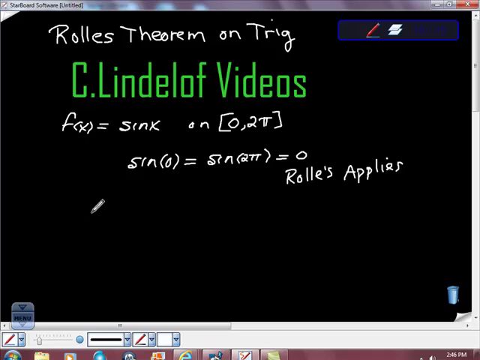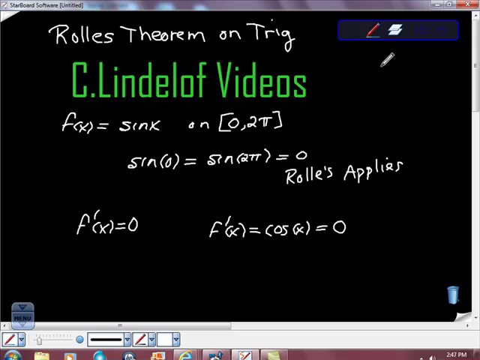So I'm going to say, Rolle's says that there's some place where f prime at x is equal to 0. Well, the first derivative of sine of x is equal to cosine x. So f prime at x is equal to cosine x equals 0. So where does cosine x equal 0?